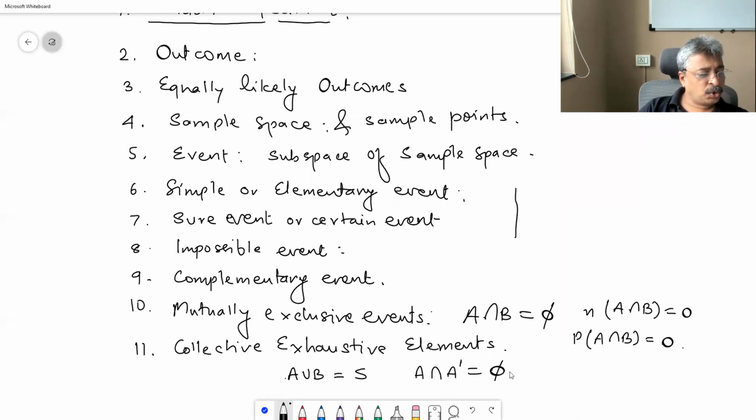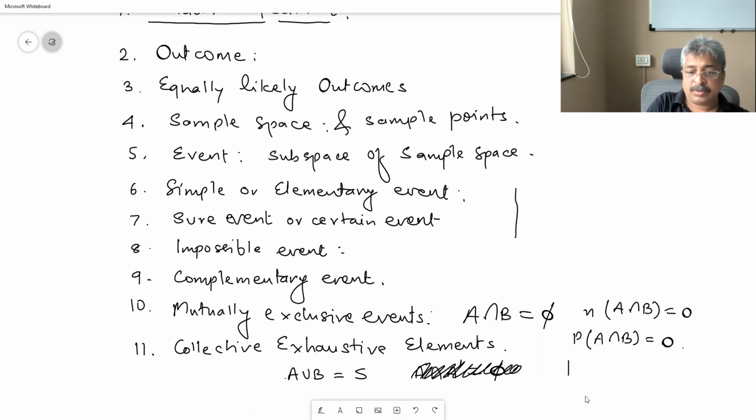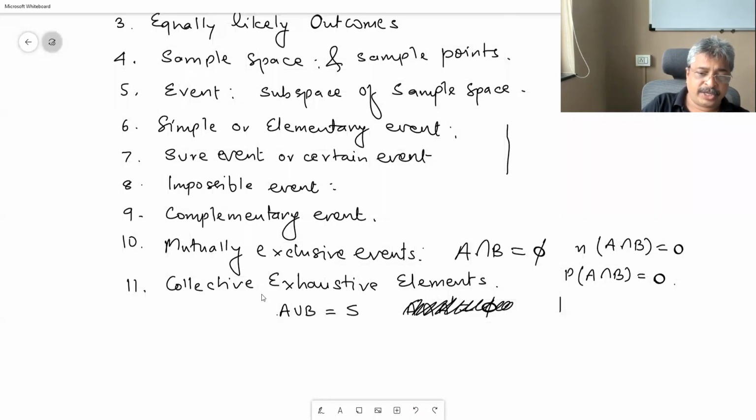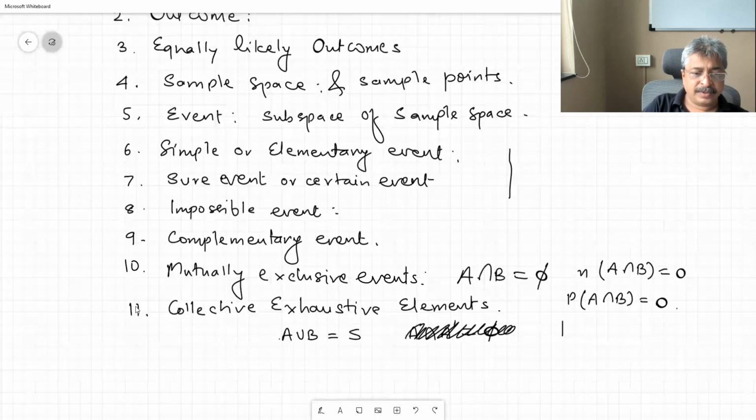Mutually exclusive and collectively exhaustive. Collectively exhaustive means A union B are exhausting the entire space. Now 10 and 11 together, mutually exclusive and collectively exhaustive.